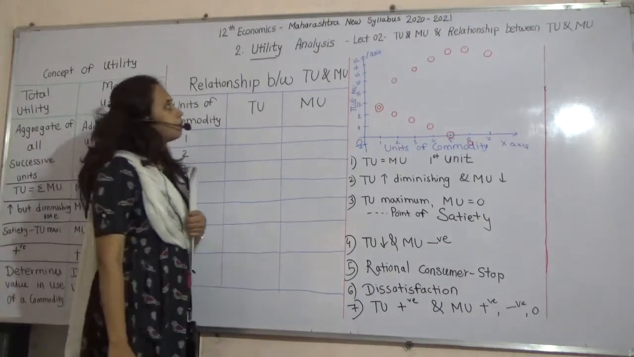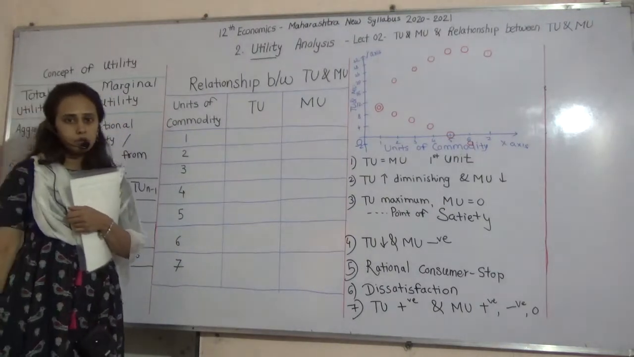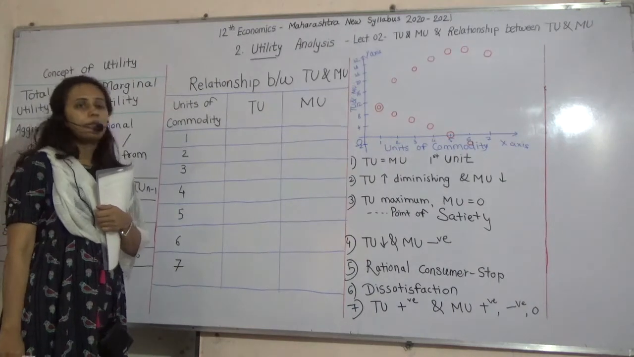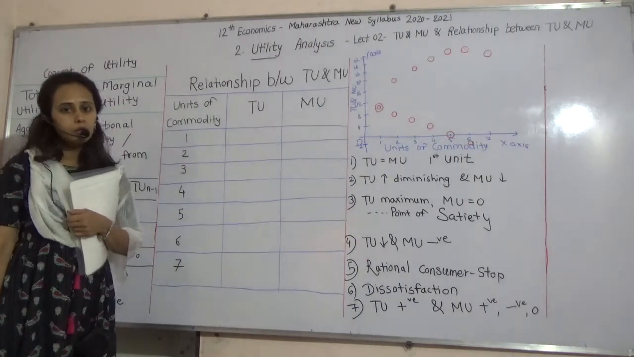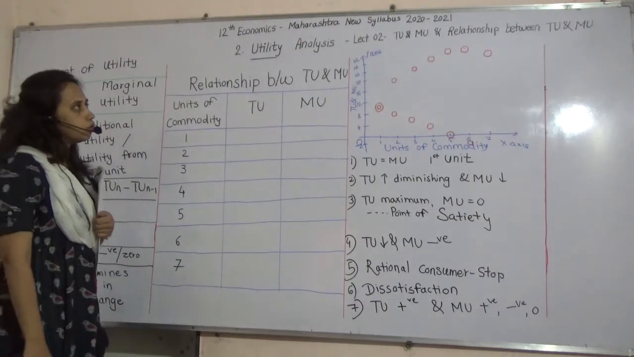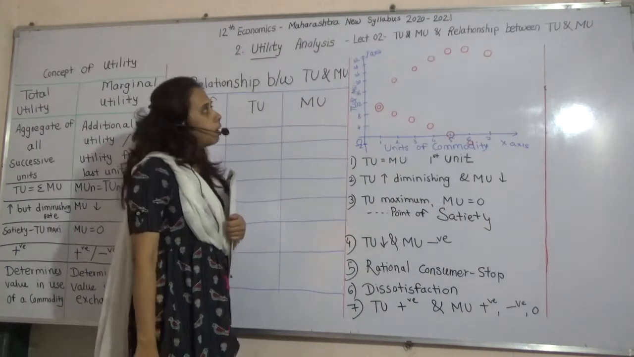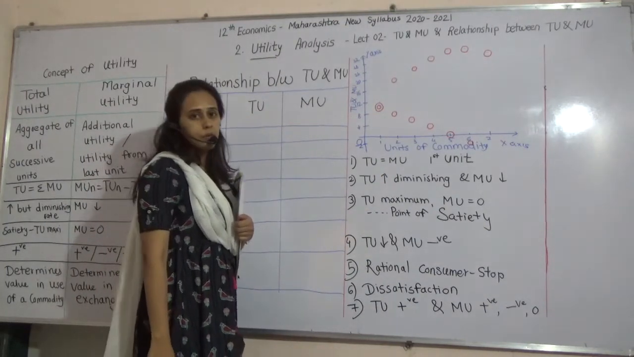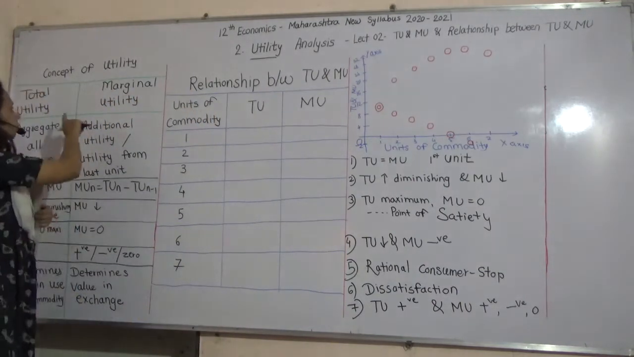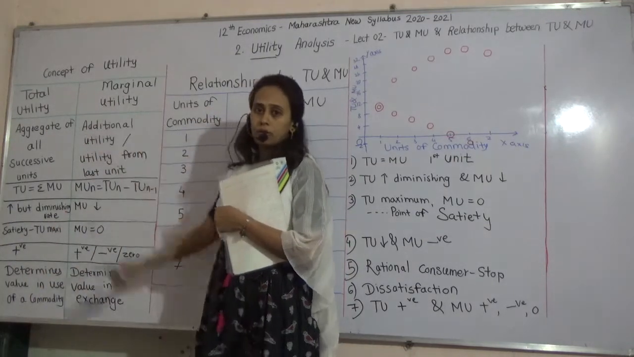Friends, let's start with TU and MU: what is total utility and what is marginal utility, and then we will see the relationship between TU and MU. So we are going to discuss 2 points, 2 questions: what is TU and what is MU, and next is the relationship between TU and MU. Let's begin with the distinction between total utility and marginal utility.